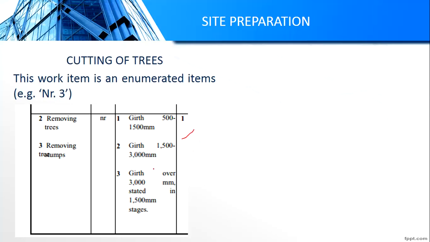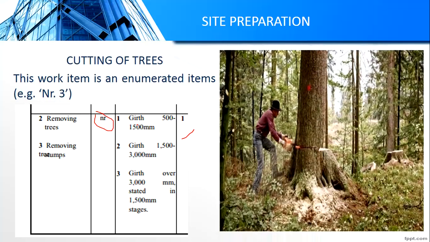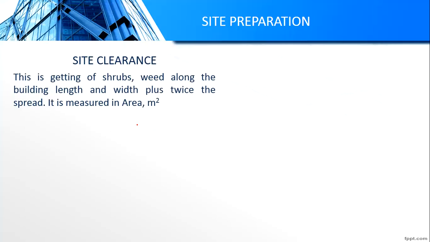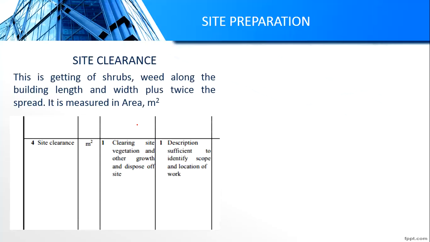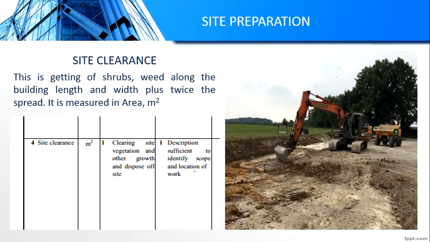This image here is derived from SMM 4. You can see removal of trees, removal of shrubs. You can see the unit of measurement is in numbers. This is the image showing cutting of trees. The next item is site clearance. This is the removal of shrubs, weeds, and unwanted material off-site, and it is measured in area, meter square. These are images showing site clearance.